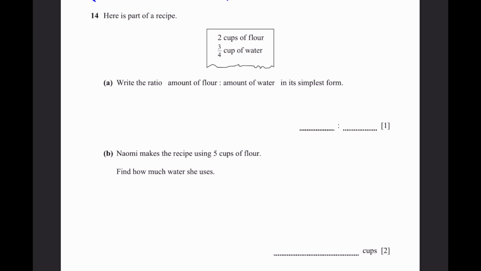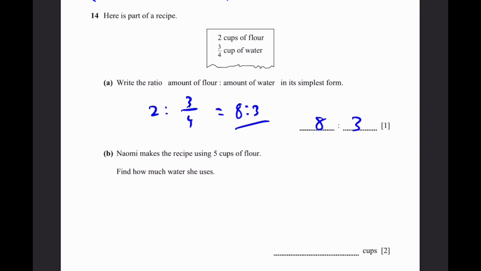Question 14. Here's part of a recipe. A, write the ratio amount of flour is to amount of water in its simplest form. So that would be 2 is to 3/4, right? Since we have the recipe part here. Now, writing in simplest form, we have to multiply both sides by 4 to make both of them integers. That's simply 8 is to 3. We can't simplify it further, so that's the answer.